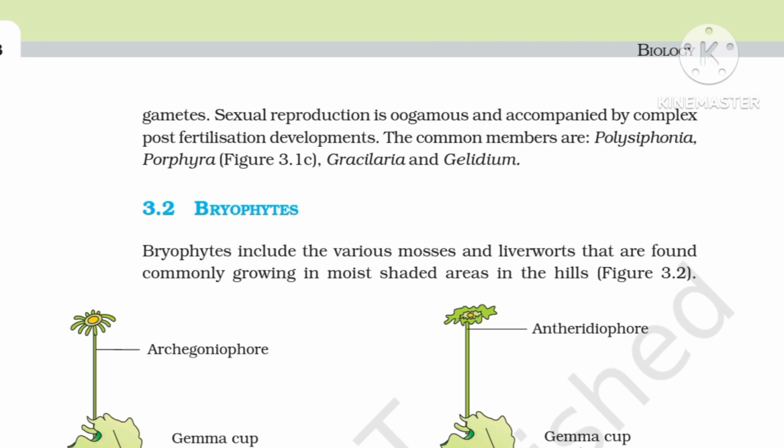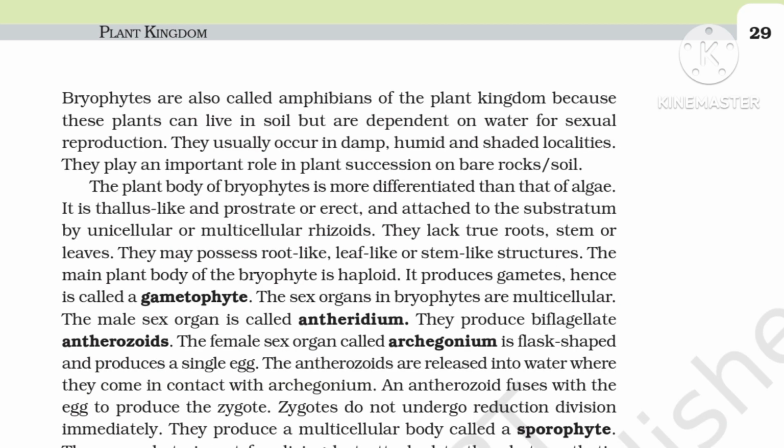Sexual reproduction is oogamous and accompanied by complex post-fertilization development. The common members are Polysiphonia, Porphyra, Gracilaria, and Gelidium. Bryophytes. Bryophytes include the various mosses and liverworts that are found commonly growing in moist shaded areas in the hills. Bryophytes are also called amphibians of the plant kingdom because these plants can live in soil but are dependent on water for sexual reproduction. They usually occur in damp, humid, and shaded localities. They play an important role in plant succession on bare rocks and soil.